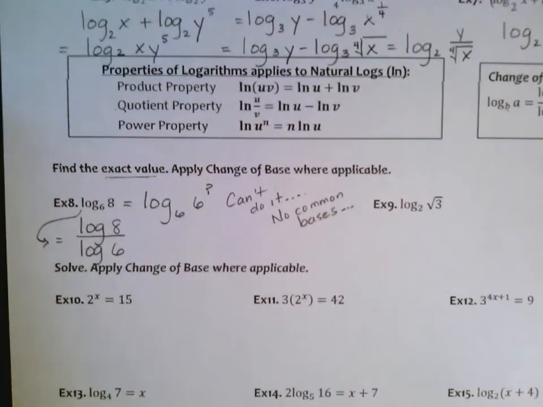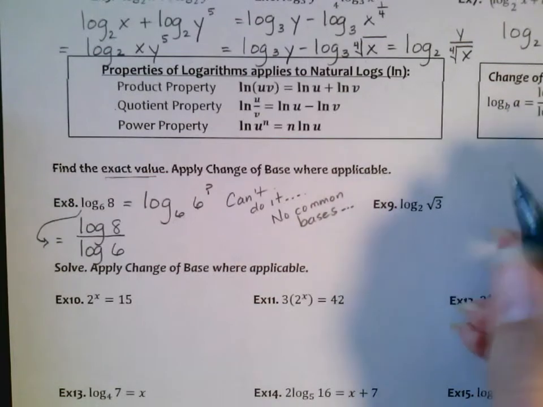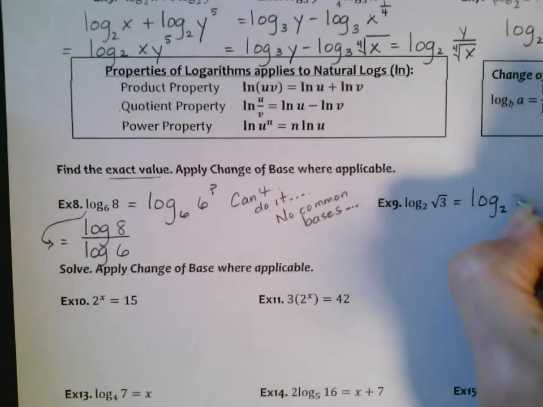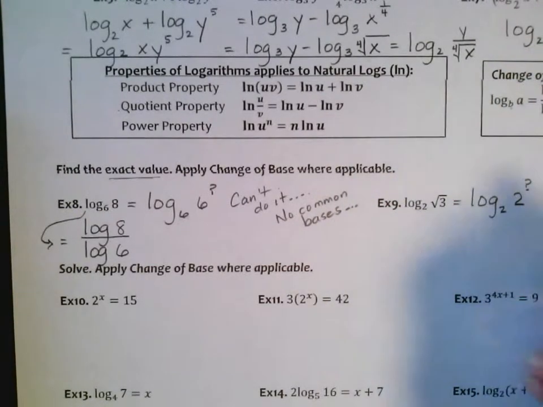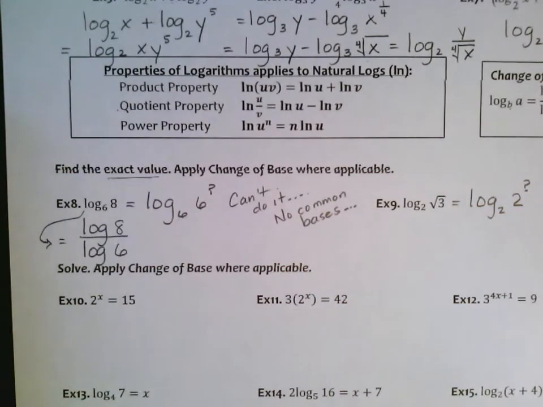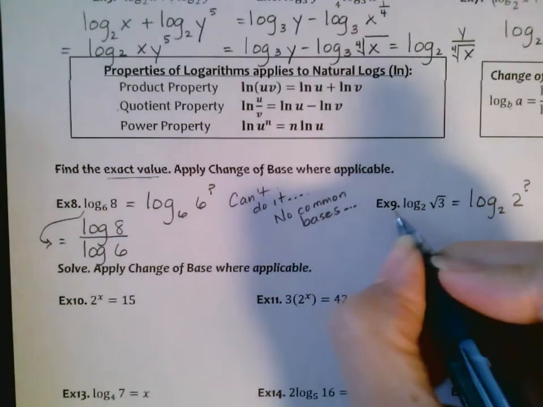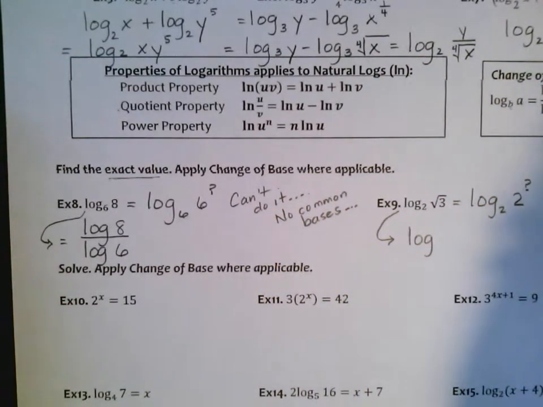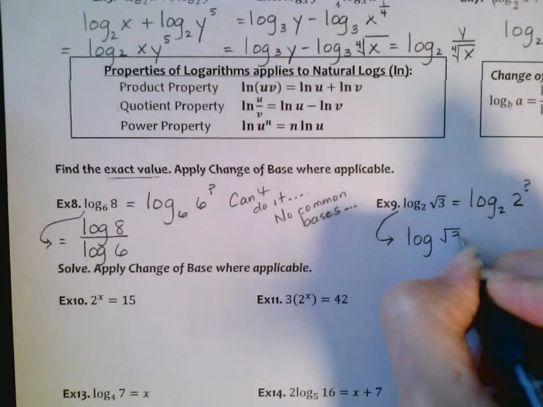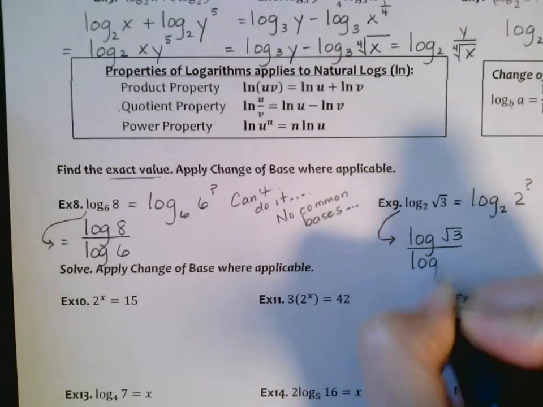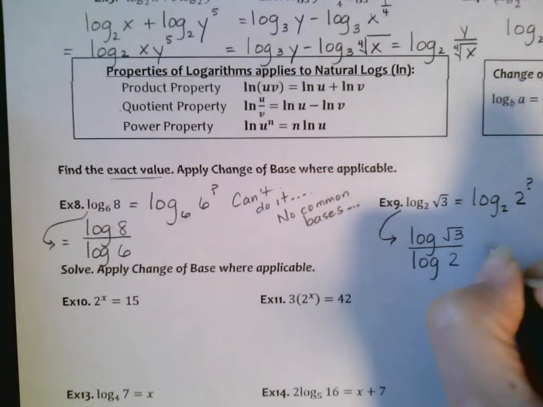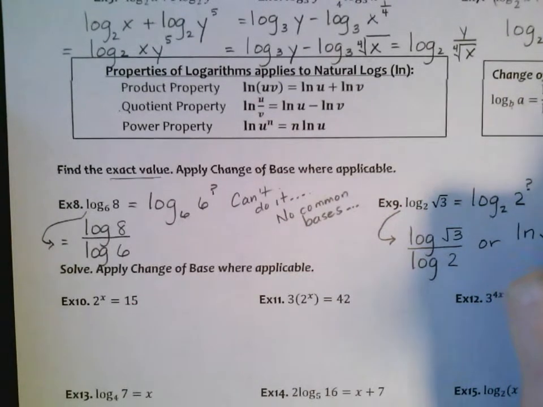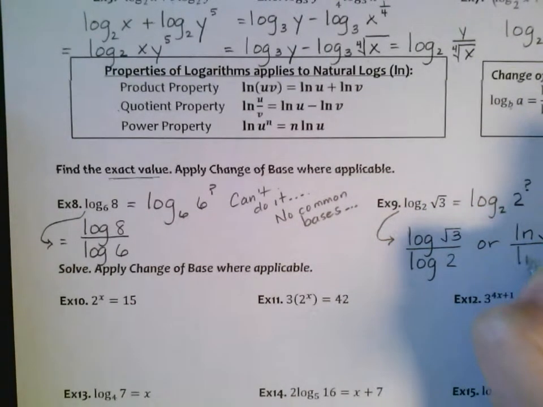Let's try this one here. Is there a way of rewriting this as log base 2 of 2 to the something power, where 2 to the something power would give you square root of 3? No, it's not possible. So we would use change of base. Log base 10 of square root of 3 over log base 10 of 2. Or if you wanted to use natural logs, you can do the same thing: ln, natural log of square root of 3 over the natural log of 2.